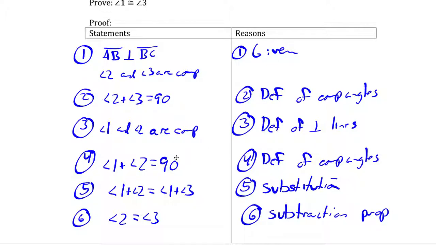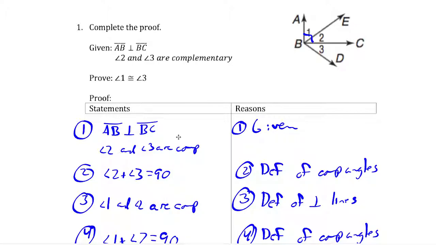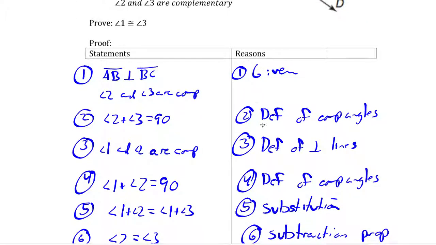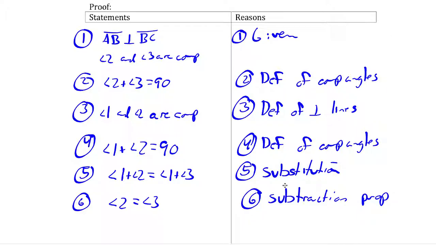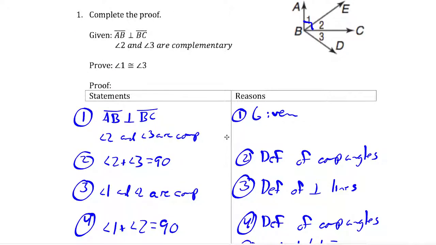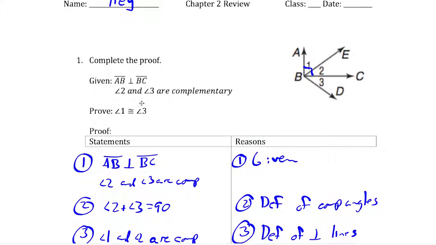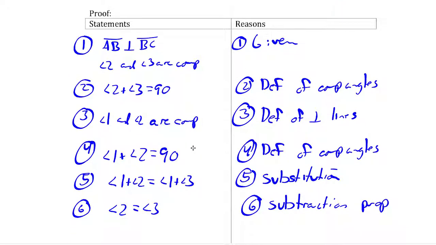So you can see that going through this, there are a lot of old postulates and properties that we examined. So we have definition of complementary angles, perpendicular lines, and of course good old substitution and subtraction property. So that gets what we wanted. Angle 1 is congruent to angle 3.